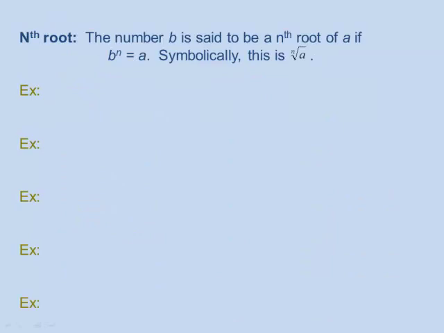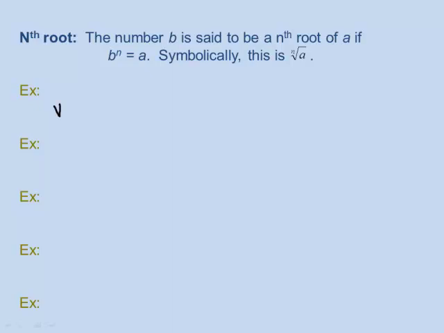All right, so let's generalize for any root. We talked about square root, we talked about cubed root. Now let's generalize for any root we want to take. The formal definition says to find the nth root, the number b is said to be an nth root of a if b raised to the n is equal to a. And symbolically it's the same, except now, since we're just using a general root, we have an n out on the leg of that radical. So let's look at some examples and talk about that.